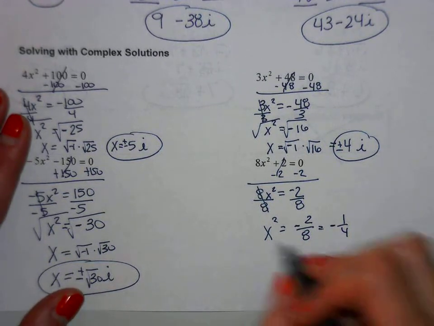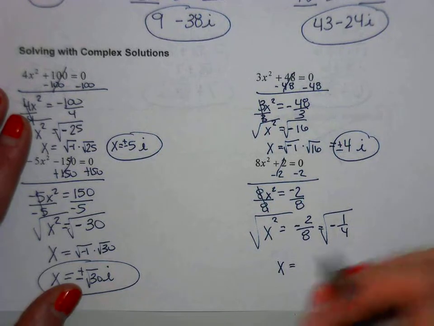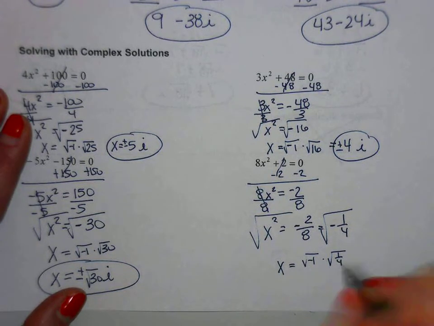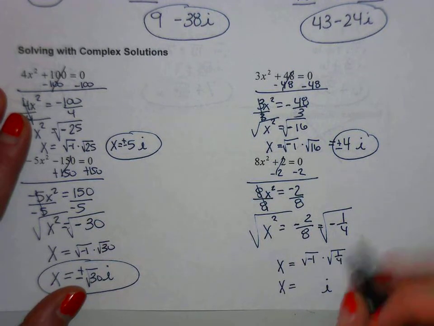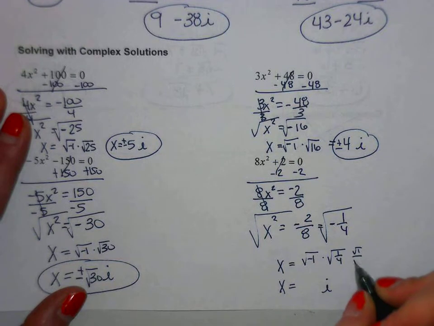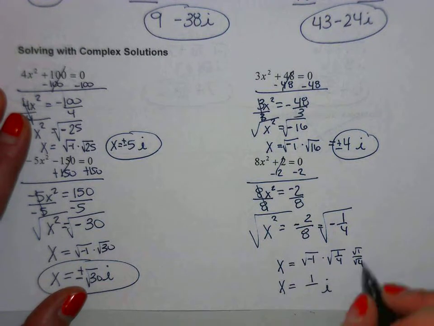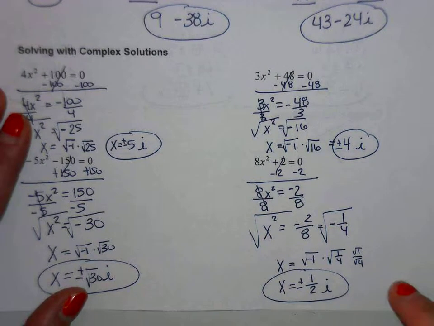So if we square root both sides, x equals the square root of negative 1 times the square root of 1/4. The square root of negative 1 is i. So here we have the square root of 1, which is 1, and the square root of 4, which is 2. So it's plus or minus 1/2 times i.